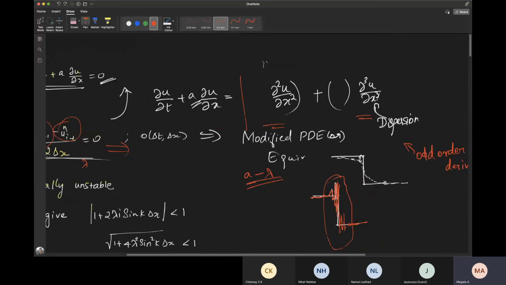Next class we'll see about how to control. We have something known as artificial viscosity. This term is actually artificial, and the coefficients of this term will be the artificial viscosity coefficients.